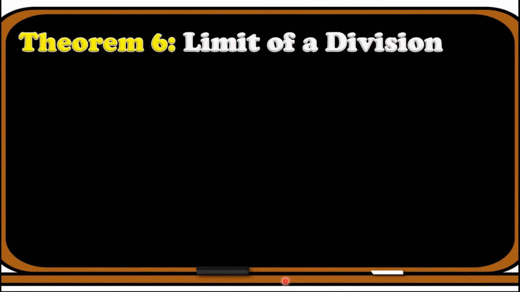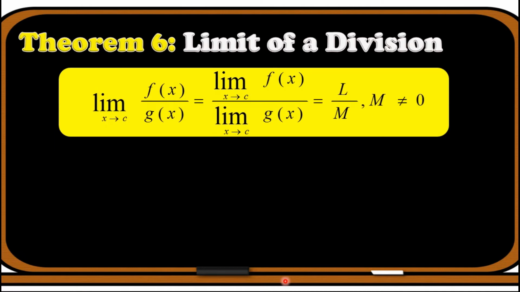Theorem number 6, limit of a division. This says that the limit of a quotient of functions f of x and g of x is equal to the quotient of the limits of the individual functions, provided that the limit of the denominator is not equal to 0. If the limit of the denominator, or g of x, is equal to 0, which is not allowed in the denominator, then automatically the limit does not exist.